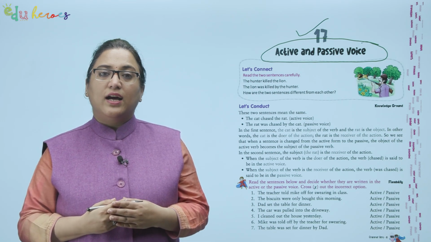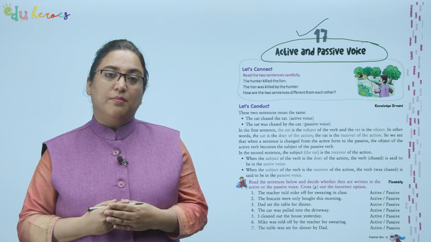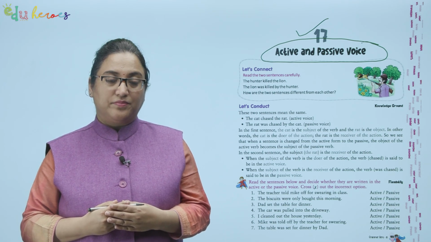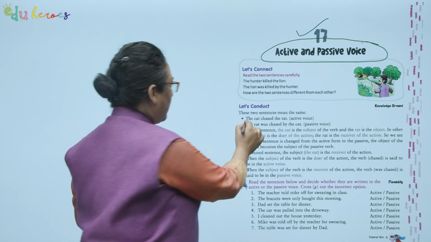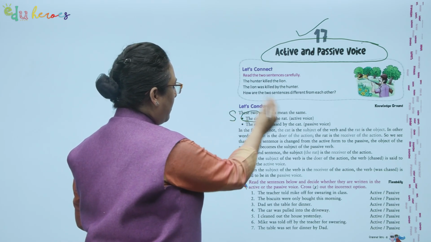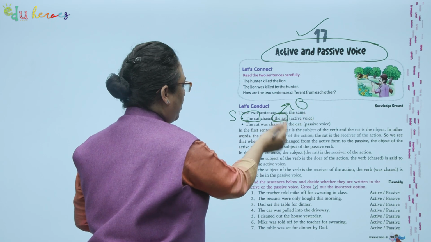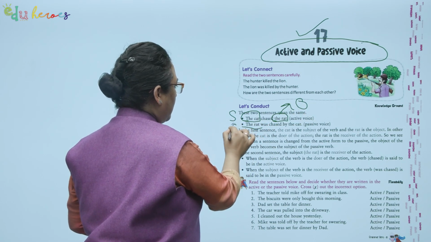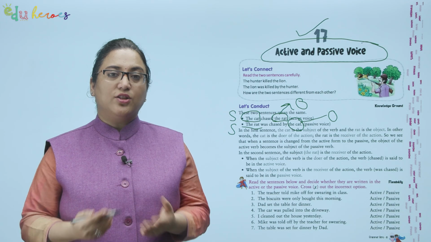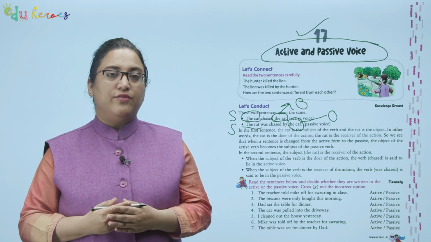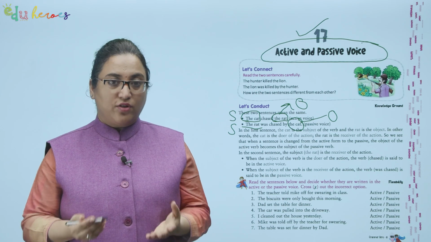So we see that when a sentence is changed from the active form to the passive, the object of the active verb becomes the subject of the passive verb. In the second sentence, the subject, the rat, is the receiver of the action. So here, the cat was doing the action, it was the subject. And when we change this to passive, the rat, which was the object, got interchanged. So the rat now becomes the subject and the cat becomes the object. So we see that the subject and the object in a sentence get interchanged when we change from active voice to passive voice.